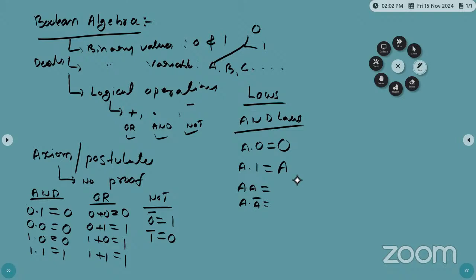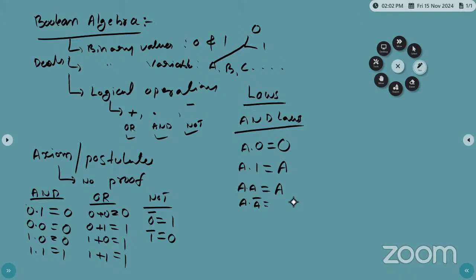Now a dot a, not a square. That is the AND operation. 1 dot 1 is 1, 0 dot 0 is 0. So that is equal to a.